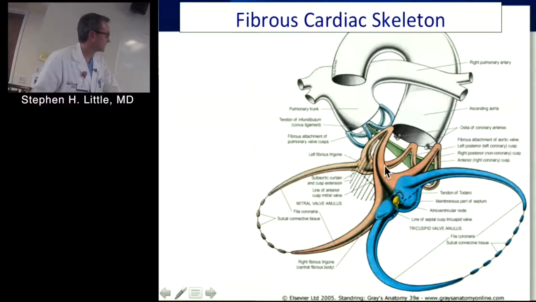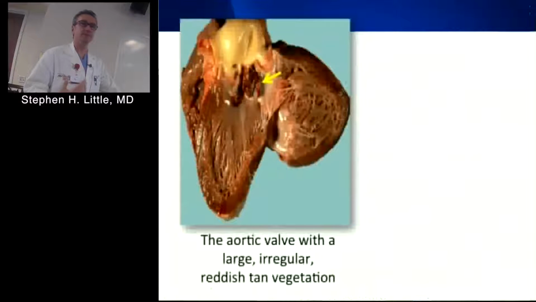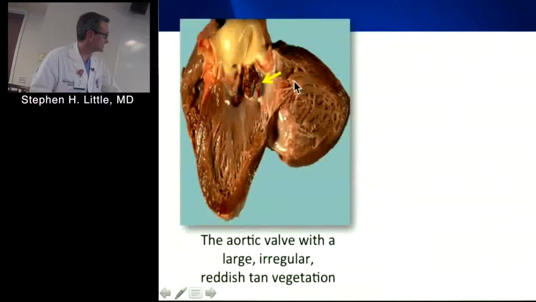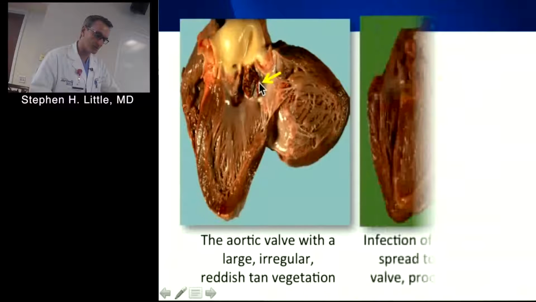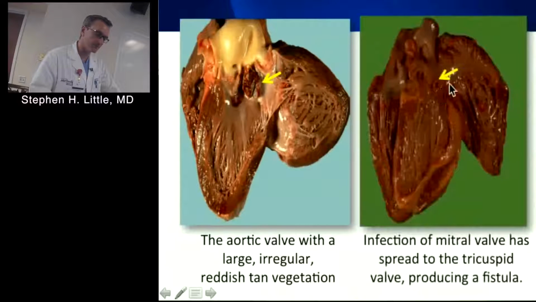All right, so that was sort of the preamble to the potential complications that you can get. This just shows a vegetation here just under the aortic valve, and there's the perforation through there into the right heart. So again, particularly through that membranous septum, you can get perforations. This is a fistula from the aorta into the RA.